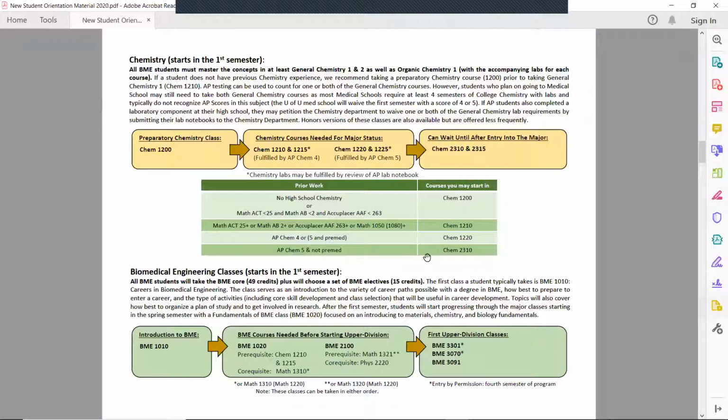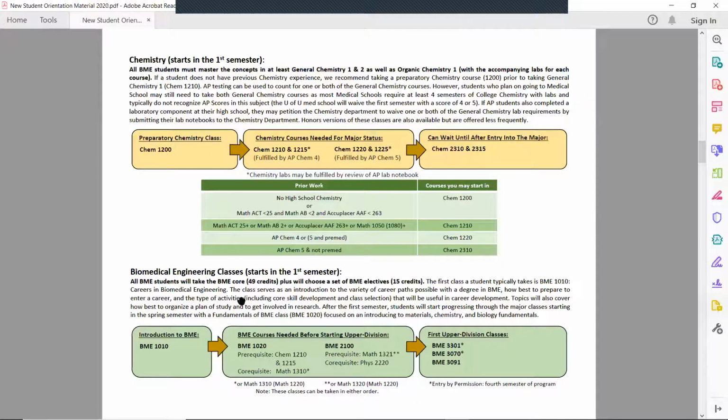Now this applies for the class components of the material. The labs are separate. You actually have to fulfill the labs in college or get waived out of them based on your high school lab notebook. And so you'll have to submit that lab notebook to the chemistry department's advisors for them to look at it and get a sense. So you'll have to email them and set up a time to do that. They haven't worked out exactly how they're doing that this year.